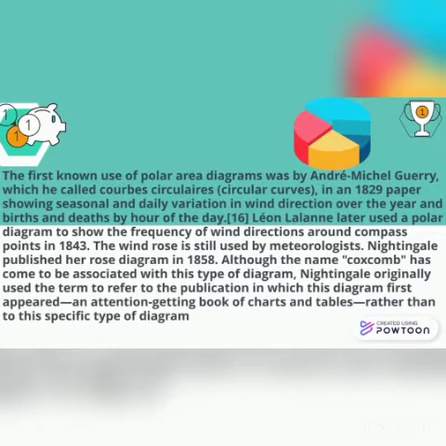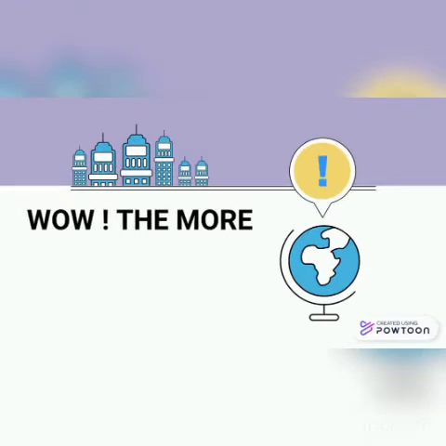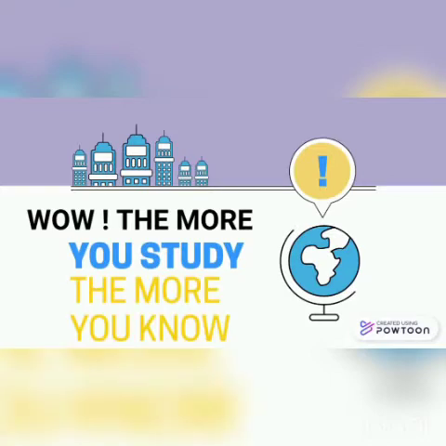The first known use of a polar diagram was by André-Michel Guerry, which he called courbes calculées. In 1829, a paper showing seasonal and daily variance in one direction over the year and births and deaths by hour of the day. Léon Lalanne used a polar diagram. Wow! The more you study, the more you know. Yes, of course, exactly, yes.